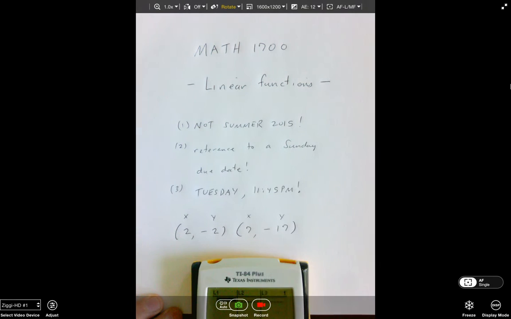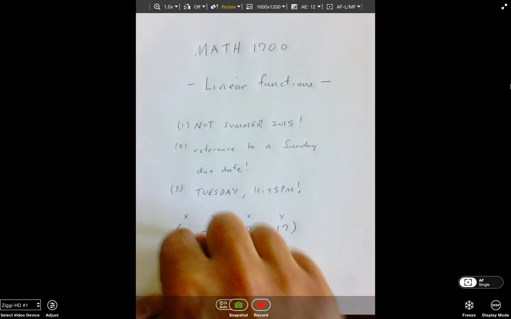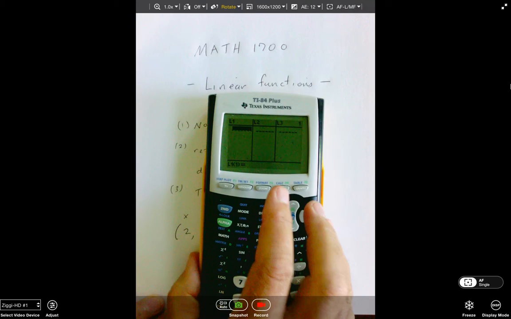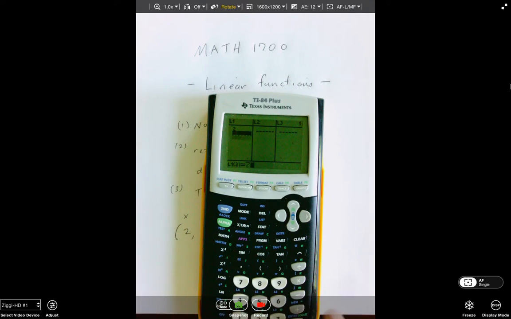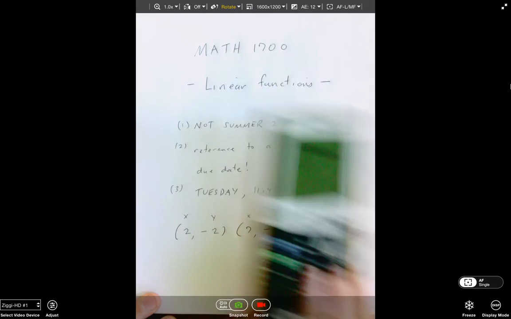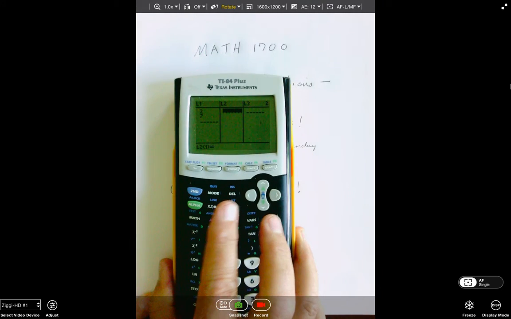Now, what we see is in this problem, we have 2 x's. We have a 2 and a 7. So I'm going to put my x's in L1, and then I'm going to put my y's in L2, and my y's here are -2 and -17.